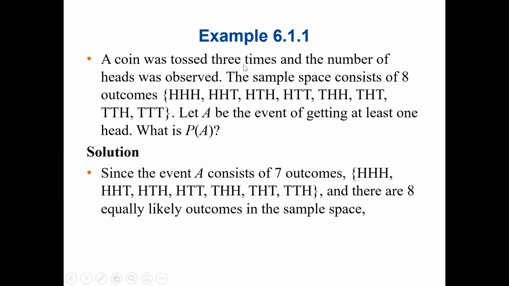A coin was tossed 3 times. The number of heads was observed. Let A be the event of getting at least 1 head. What is the probability of A? It will be 7 over the sample space. First of all, we have to know how many outcomes in A: 7. What is the sample space? 8. So the probability of A will be 7 divided by 8, which gives us 0.875.